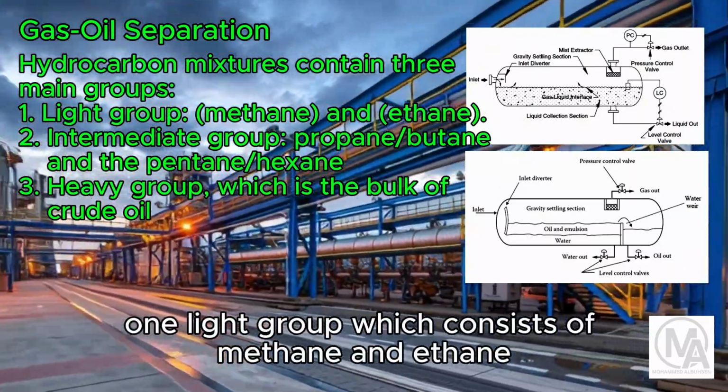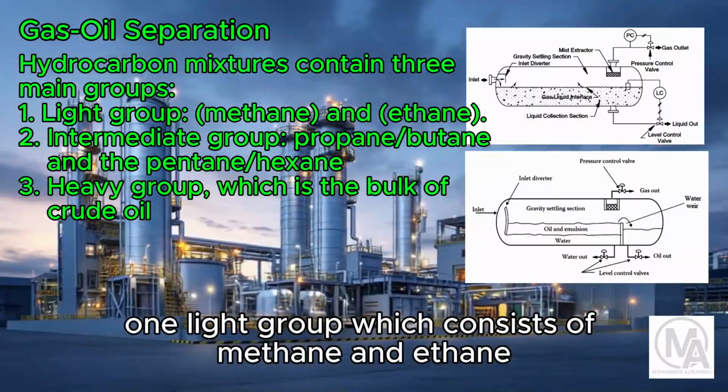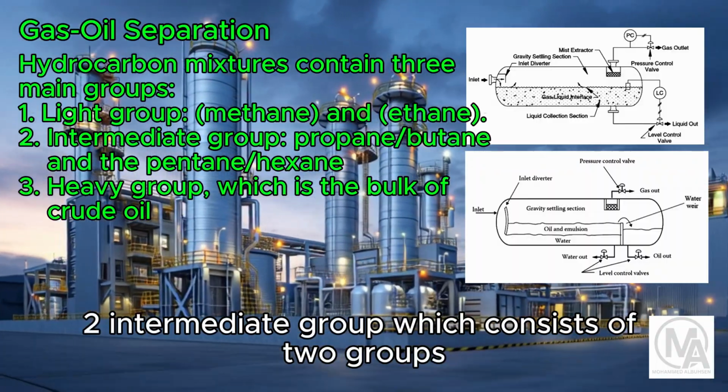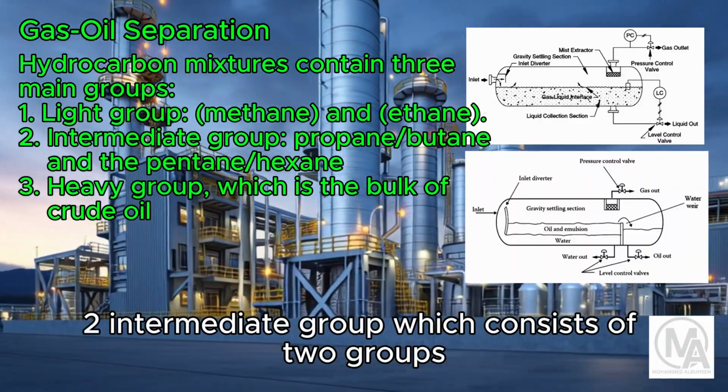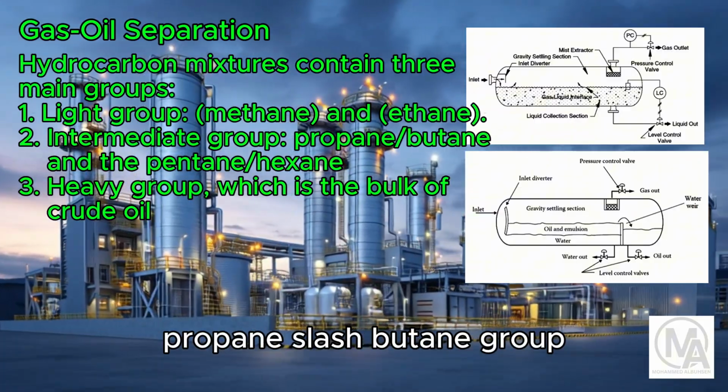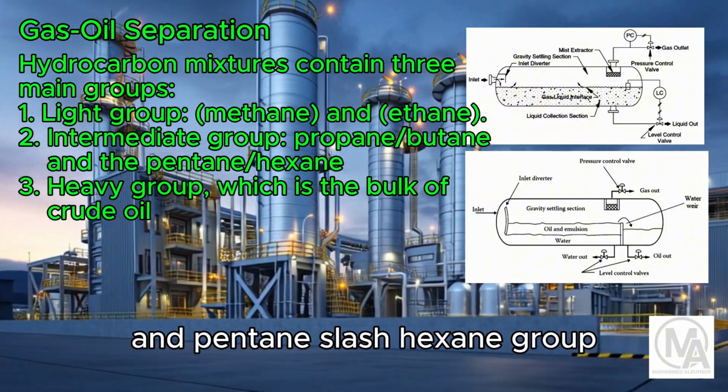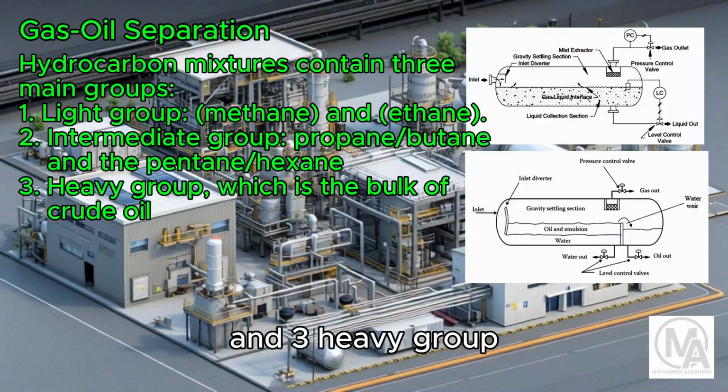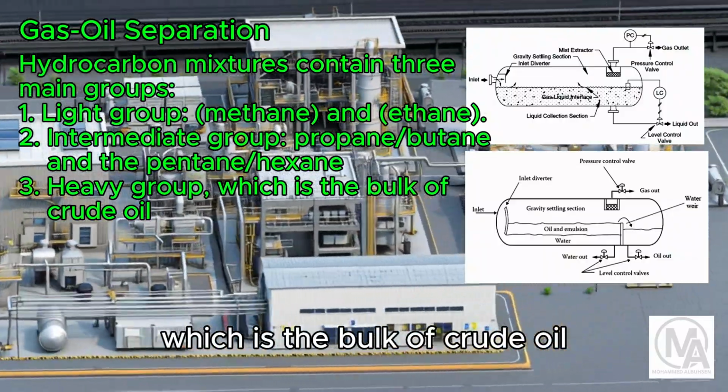Hydrocarbon mixtures contain essentially three main groups of hydrocarbon. 1. Light group, which consists of methane and ethane. 2. Intermediate group, which consists of two groups, propane/butane group and pentane/hexane group. And 3. Heavy group, which is the bulk of crude oil.